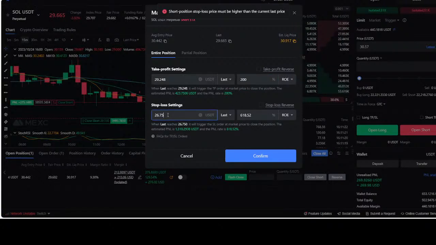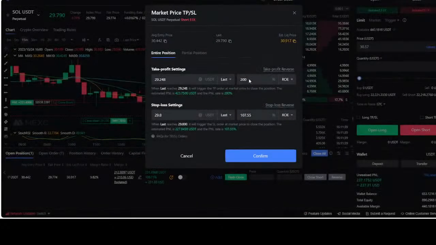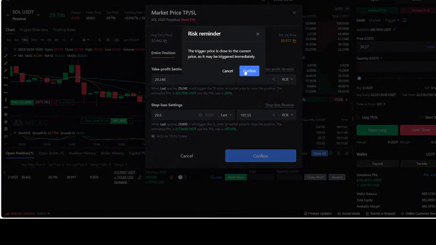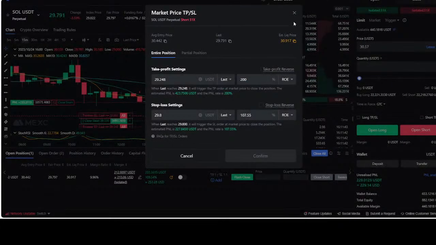So 26.75, 200%. Stop loss position must be higher than current price. Oh, my bad. 29.75. Now we're getting a little bit higher, so we'll make this 80. I want to see if this can, this one I want to give it a little room here. If it does hit it right there, then we're good on that. It doesn't matter.